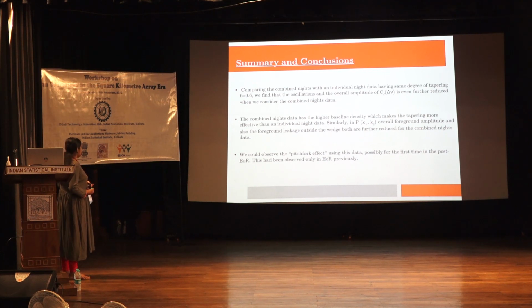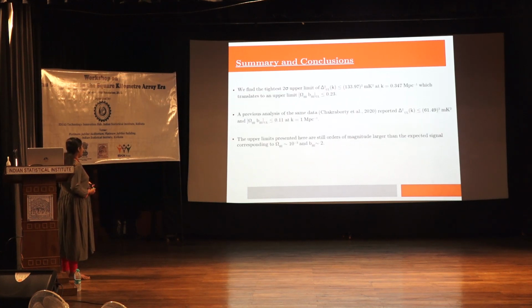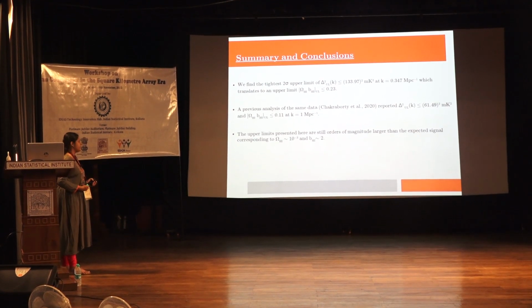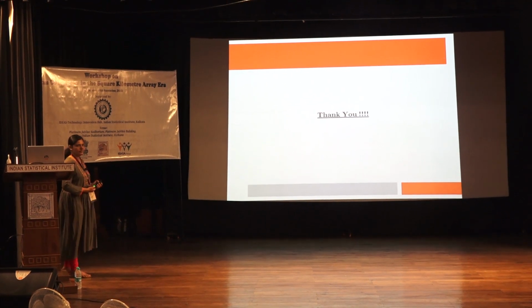We showed that in the presence of higher baseline density, the effect of tapering is better. And we found the 2 sigma upper limit on Δ² at K equal to 0.347 to be 133.97 millikelvin squared, which translated to an upper limit of 0.23. In both these studies, the values that we got are still orders of magnitude higher than the values that we expect for Ω_HI and b_HI. So, thank you.